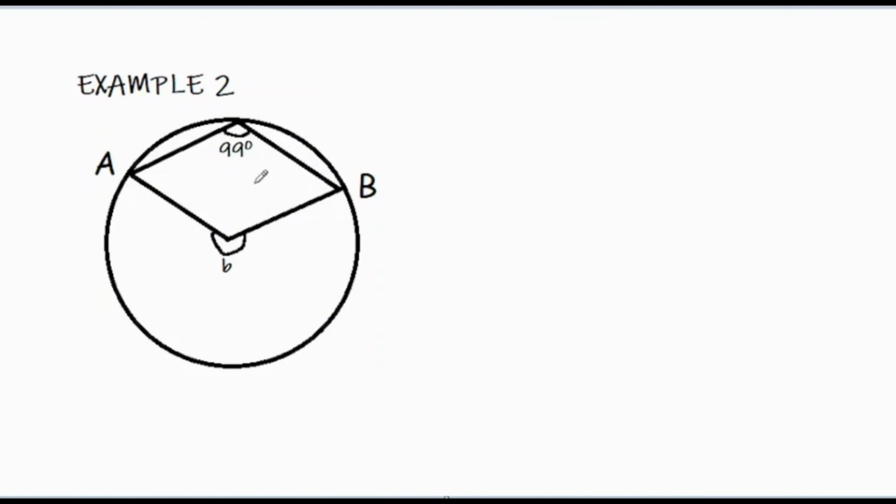In this example, the arc subtending angle 99 degrees at B is actually a major arc. Yes, the longer arc is the major arc. So that's what I'm trying to trace out here. Good. Okay, it's just like having something like this.